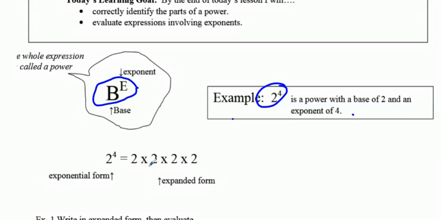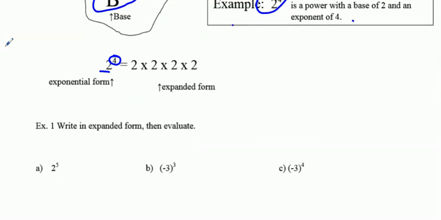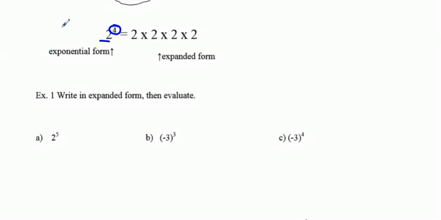And in its expanded form, it's really just repeated multiplication. So it tells you take the 2 and repeat it 4 times, multiplying it by itself 4 times. It is not 2 times 4, which is a very common mistake. So it's 2 times 2 times 2 times 2, 2 times itself 4 times. And we know that 2 times 2 times 2 times 2 is actually 16. Okay, so this is exponential form as a power, or expanded form.